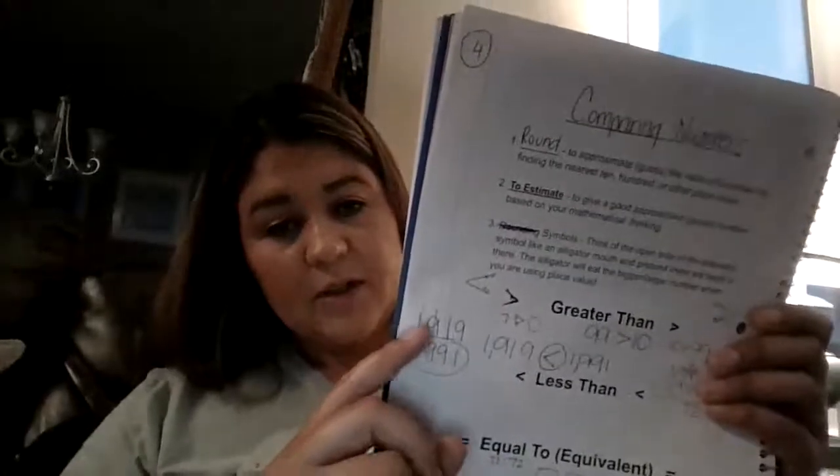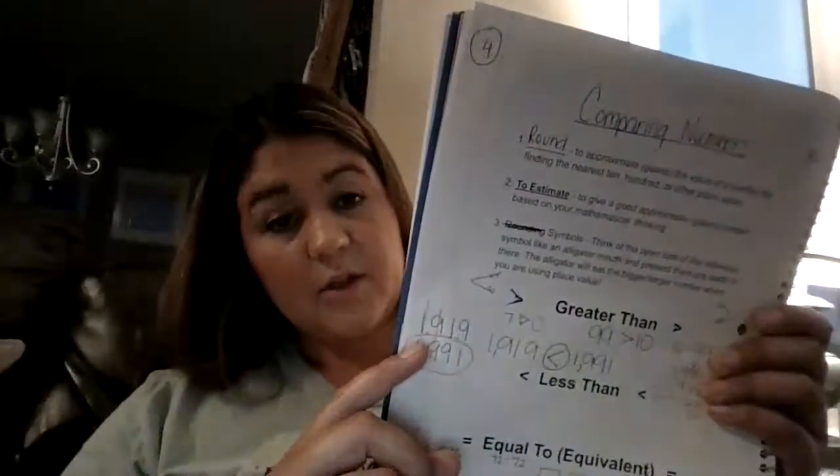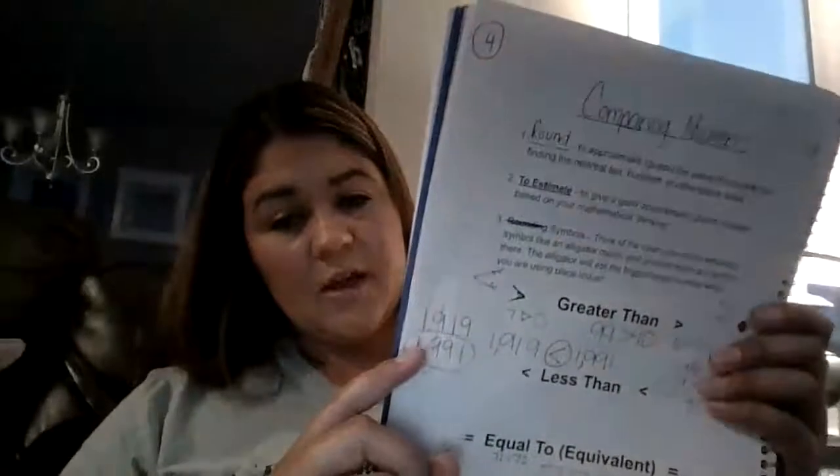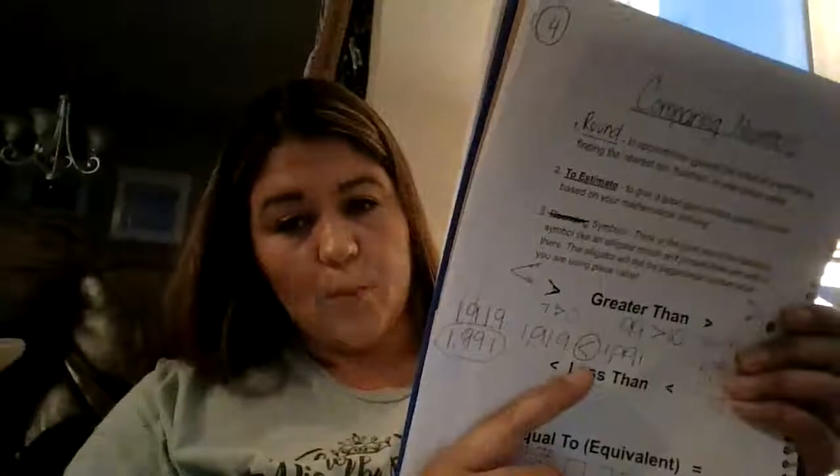We went to the hundreds. The 9 and the 9 digits are the same. They're equivalent. They're equal to each other, so we can't compare these 2 numbers. Then we went here, and we said this digit 9 is larger or greater than this digit 1. So we knew that 1,991 had to have the mouth open to it because the alligator is going to eat that.